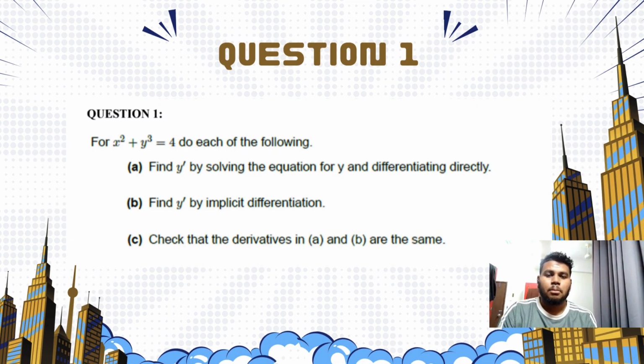So, my name is Putrapati Son of Power, and I'm here to present question 1. So, let's look at the question. For x squared plus y cubed equals 4, do each of the following. A. Find y prime by solving the equation for y and differentiating directly. B. Find y prime by implicit differentiation. C. Check if the derivatives in A and B are the same. So let's look at the manual calculation.